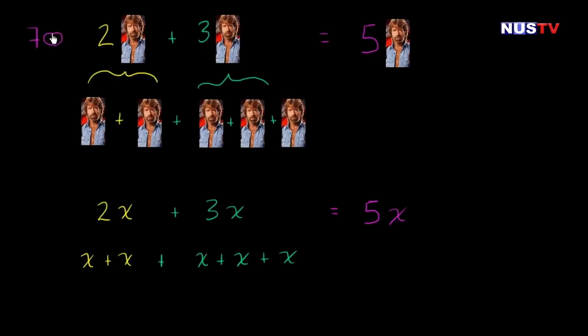So this is my drawing of a plum. So we have 7 plums plus 2 Chuck Norrises plus 3 Chuck Norrises. And let's say that I add another 2 plums. I add another 2 plums here. So what would this whole thing be?